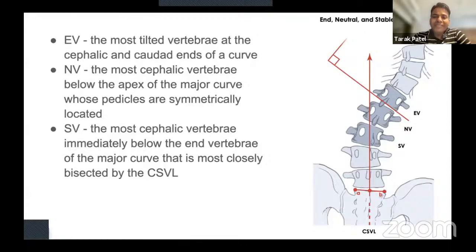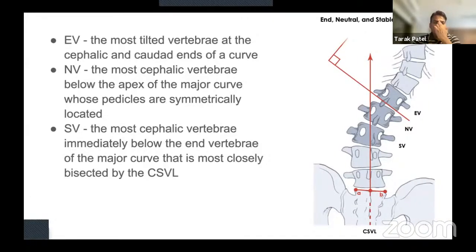So first is end vertebra. End vertebra is the most tilted vertebra at the cephalic and caudal end of the curve. Basically, at the end of the curve, the most tilted vertebra is considered as the end vertebra.